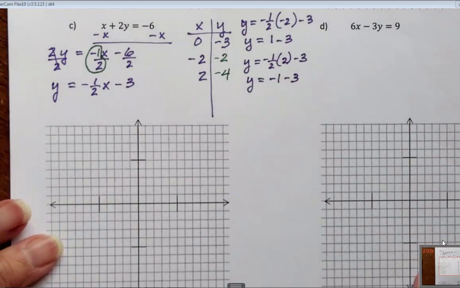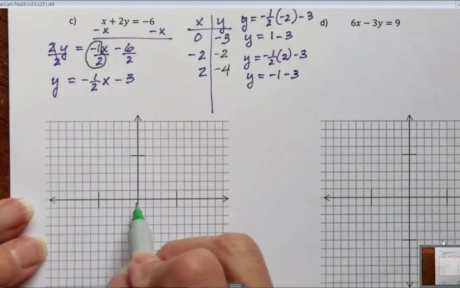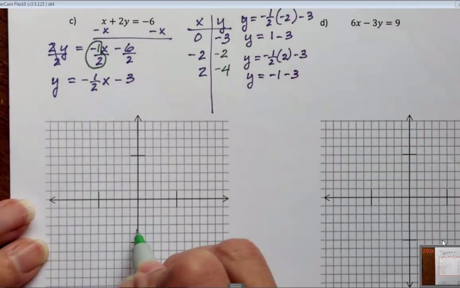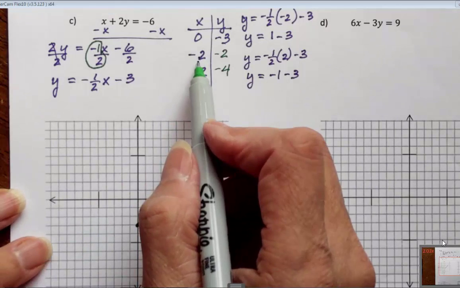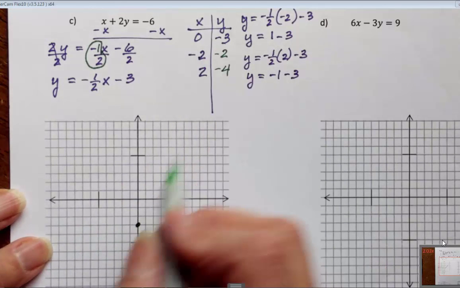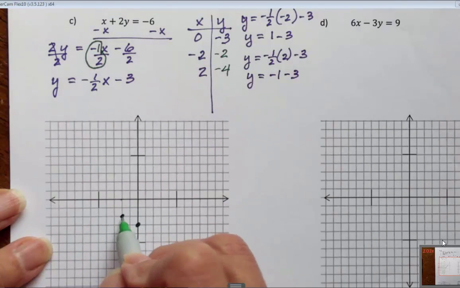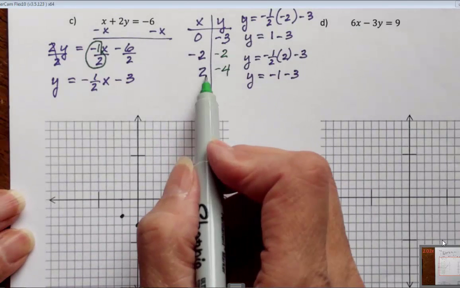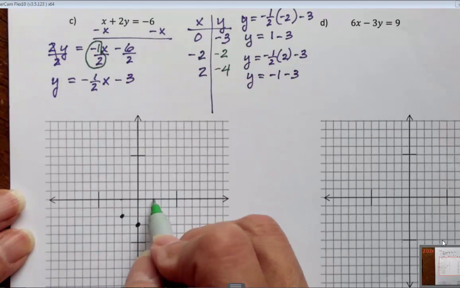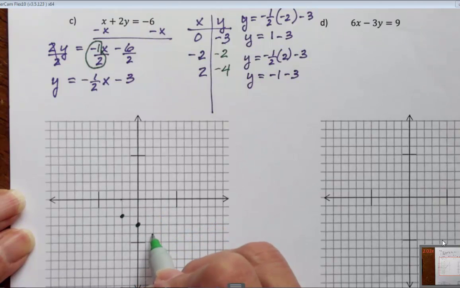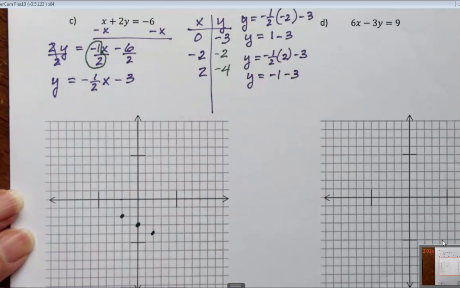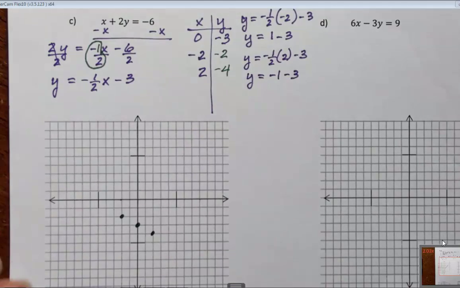Then I'm going to graph those points. So I'm going to go 0 in the x direction, down 3 in the y. Negative 2 is to the left in the x, down 2 in the y. 2 in the positive x direction, which is to the right, and down negative 4. 1, 2, 3, 4. And there are my points. I can go ahead and draw a nice straight line.